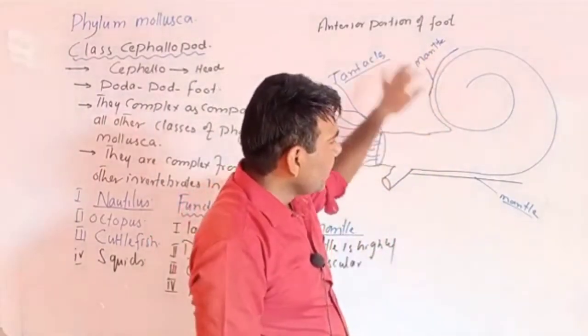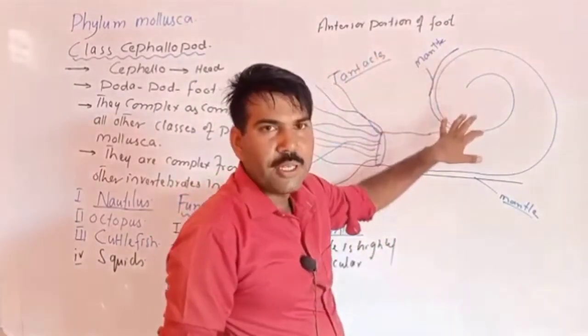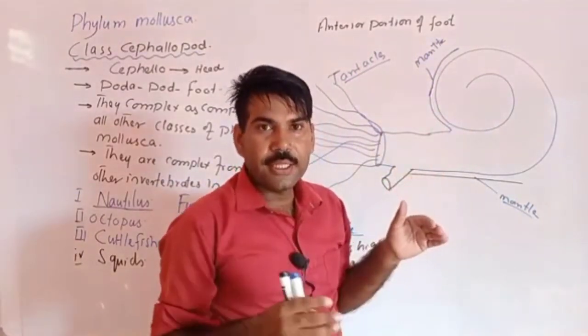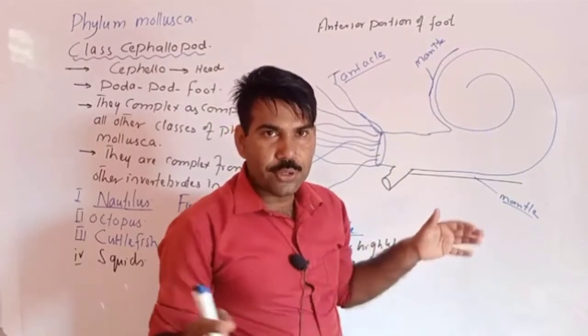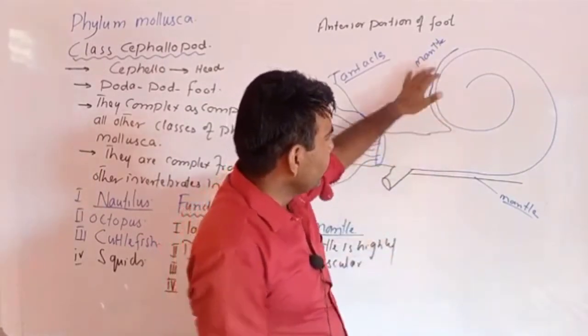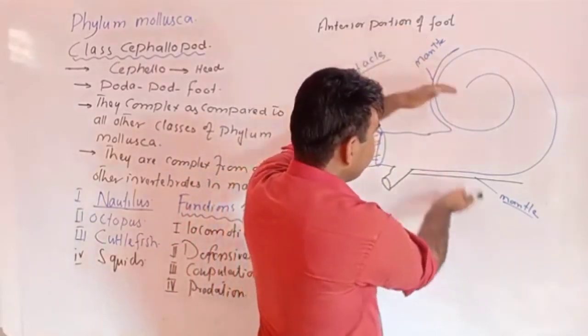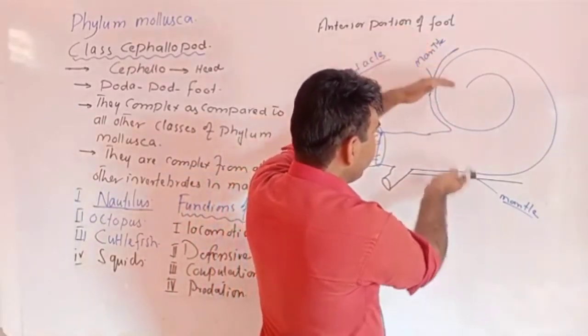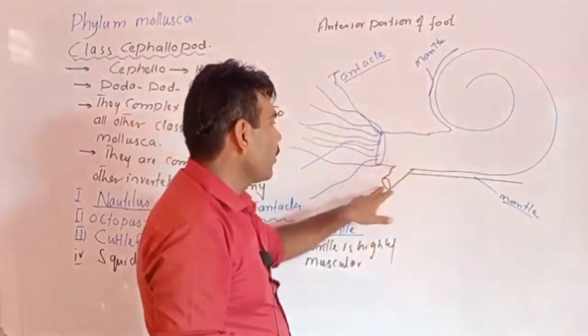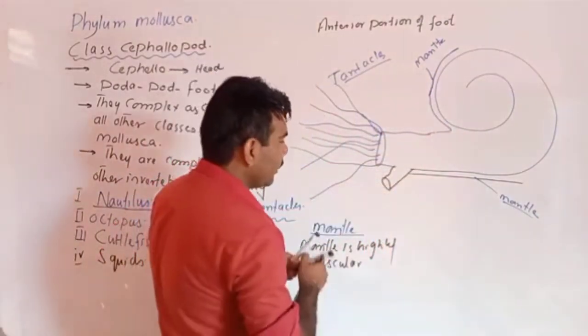So the contraction of these muscles inside the mantle and relaxation of muscle take the water inside and take the water outside. So due to contraction, these muscles which are present in the mantle press and increase the pressure in the water which is present in the mantle cavity. This water will move from this structure which is known as funnel.